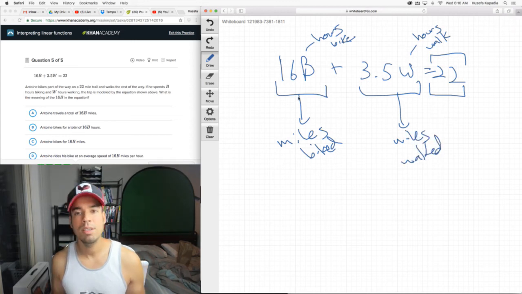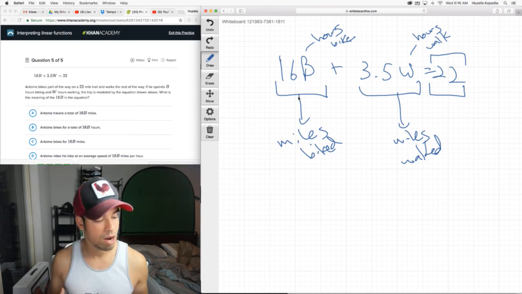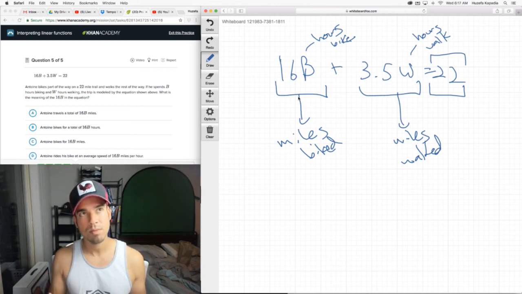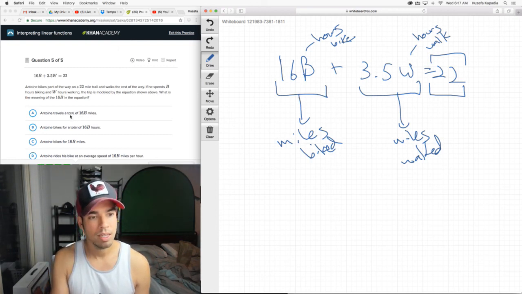What that 16 probably means is he bikes 16 miles per hour. What that 3.5 means is probably he walks 3.5 miles per hour. But the good thing about the SAT is they usually don't use numbers that are nonsensical. So for example, 16 miles per hour biking is actually a relatively reasonable speed. That makes sense. Walking 3.5 miles per hour is a reasonable rate. So you can kind of get a feeling from that as well that, all right, this is probably what they mean. So we say Antoine travels a total.